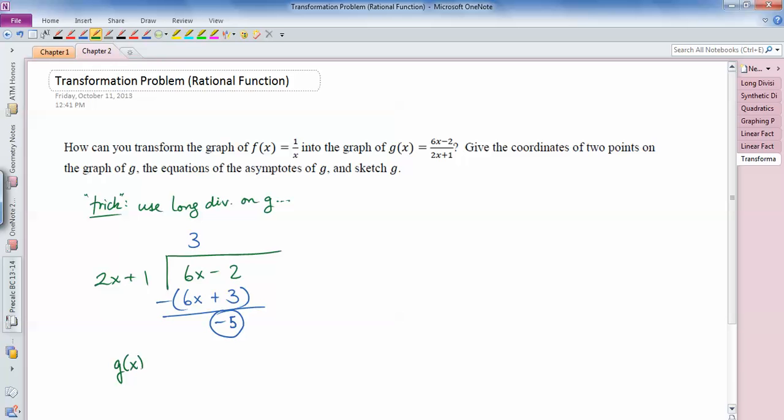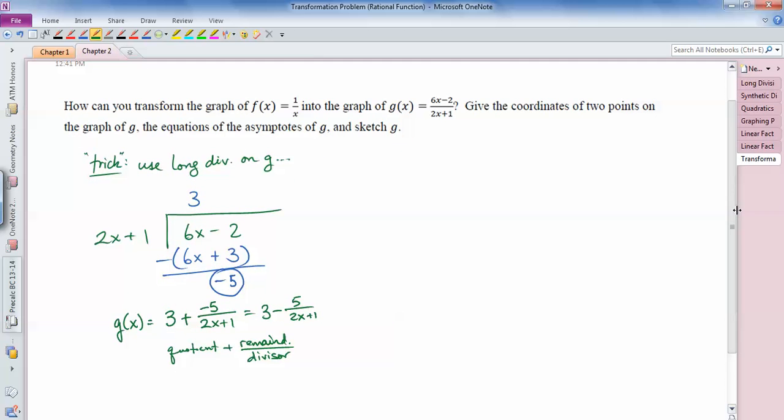But remember, you can always write these division problems this way. g of x equals the quotient plus the remainder over the divisor. So in this case, it's going to be the quotient, which is 3, plus the remainder, which was negative 5, over the divisor, 2x plus 1. I remember in class, a lot of people asked, can we write it this way instead? That's totally fine with me if you just put the negative in the front. Okay, so now this looks a little bit more like 1 over x.